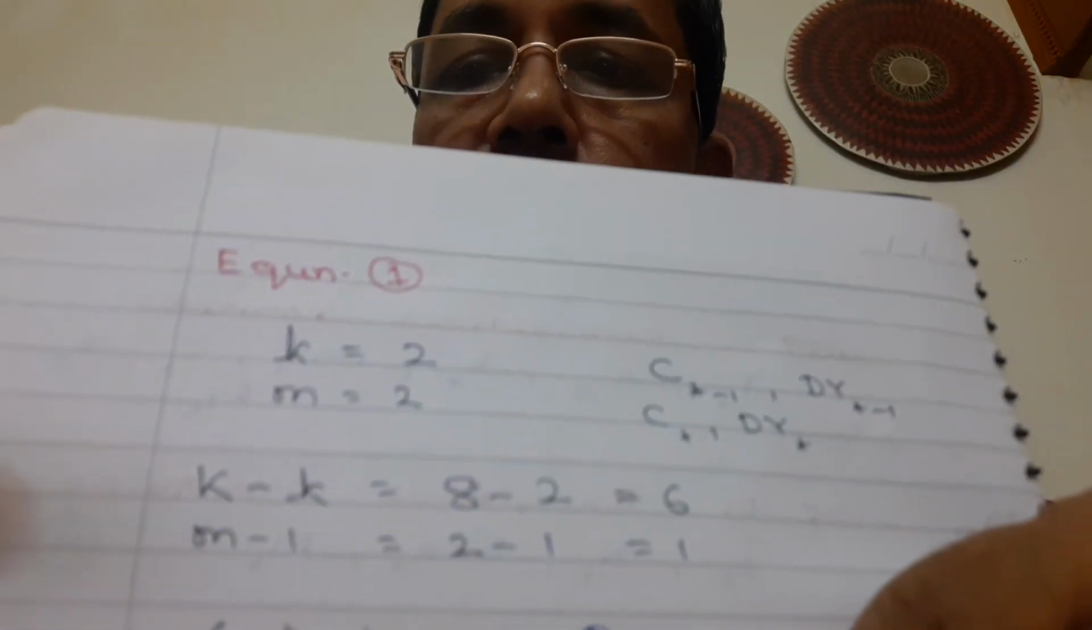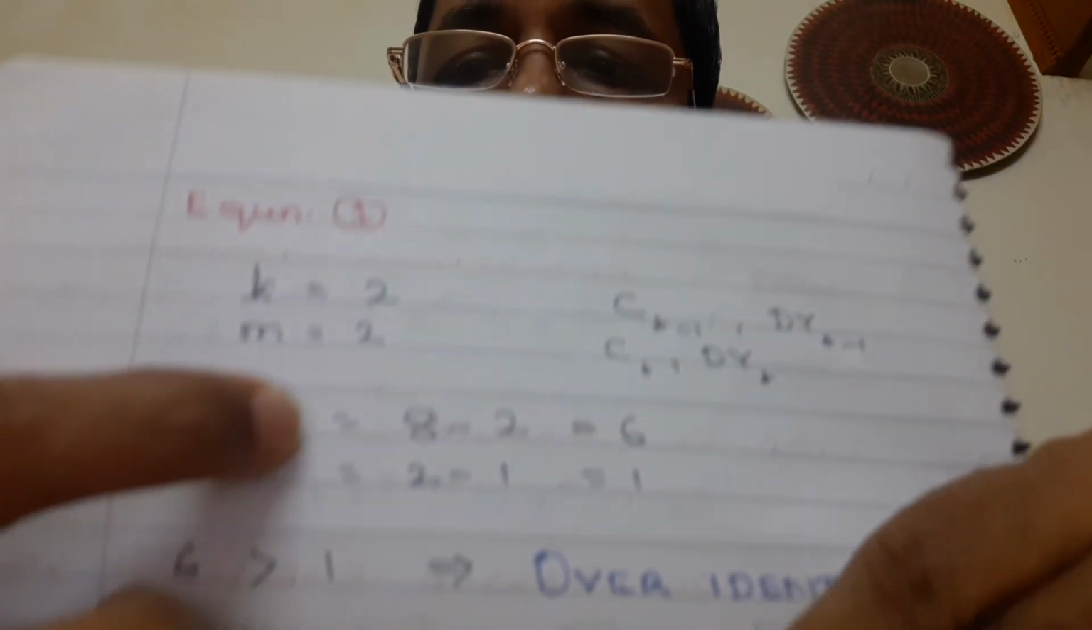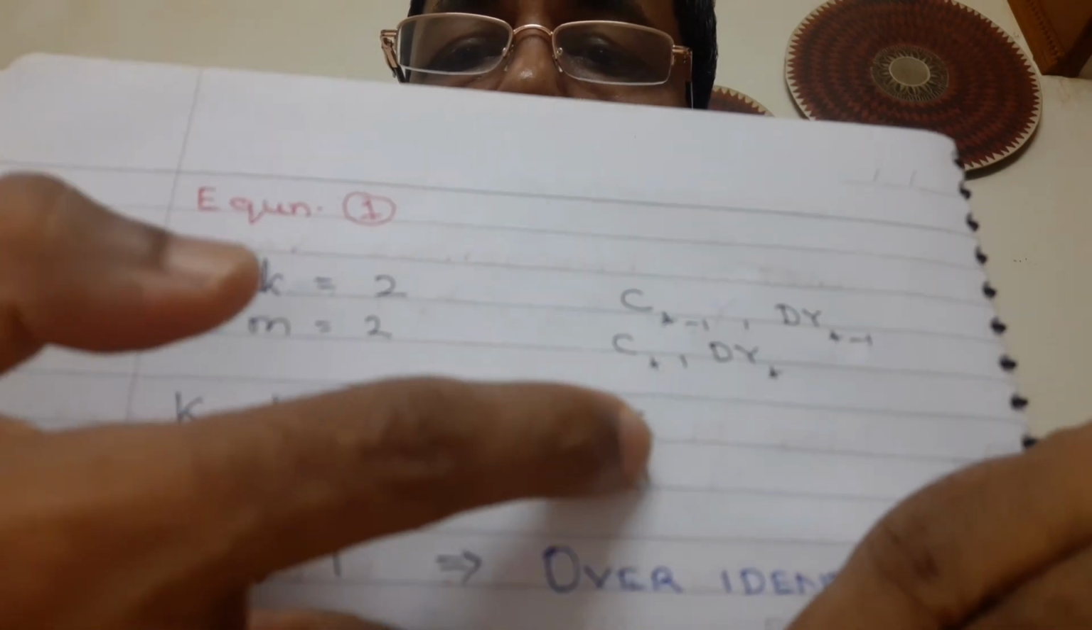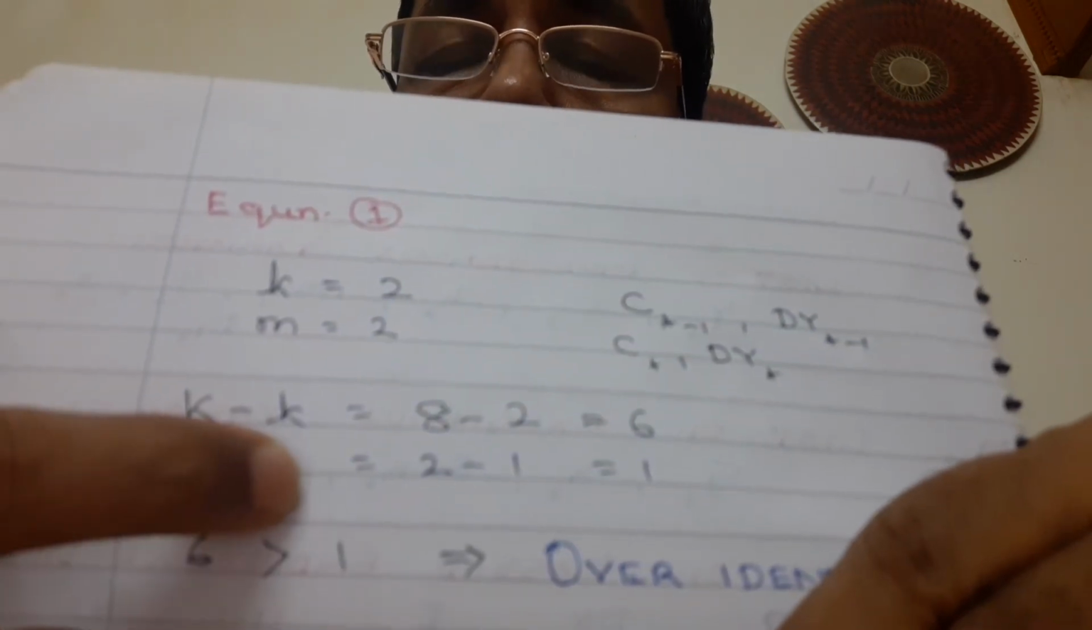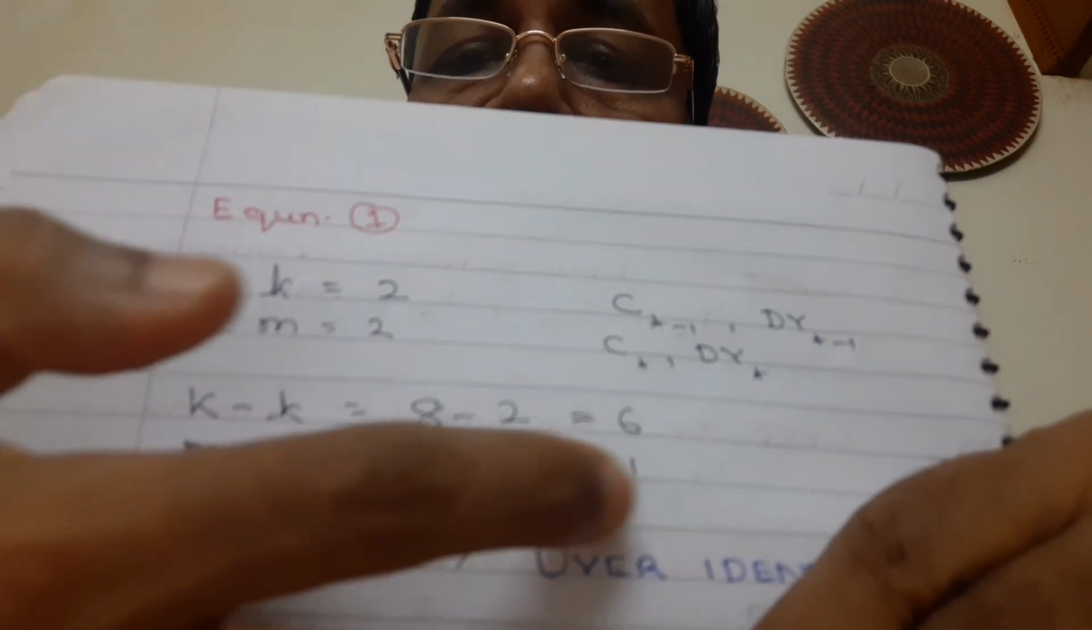So capital K already we know it is 8. So you have capital K minus small k, which is 8 minus 2 is equal to 6. Small m minus 1 for this equation is 2 minus 1 is equal to 1. So 6 is strictly greater than 1. So this equation is over identified.